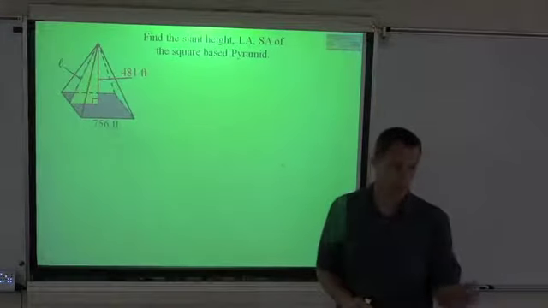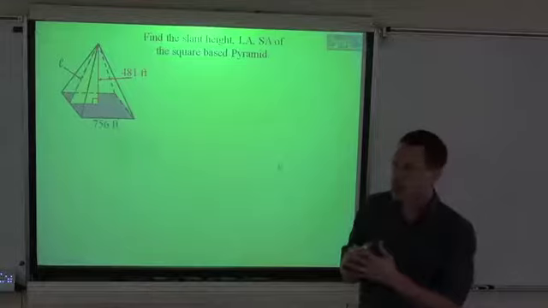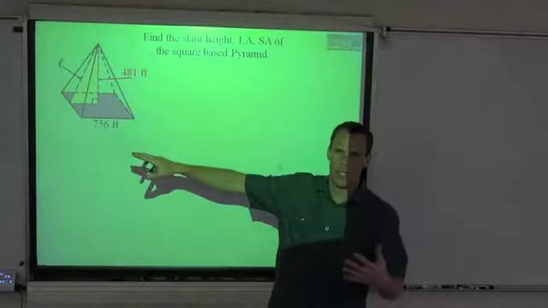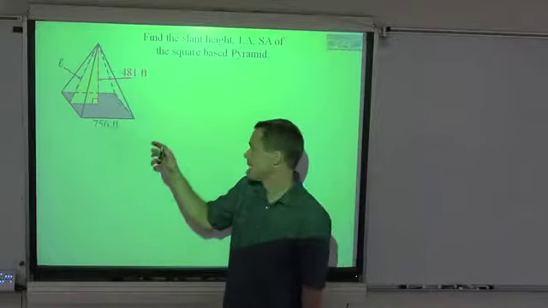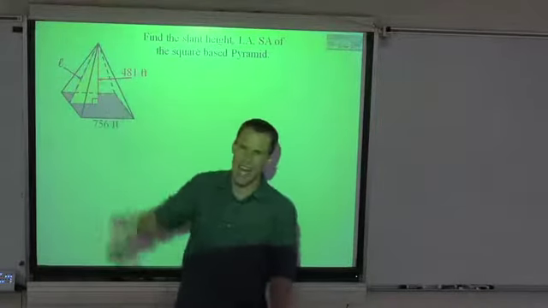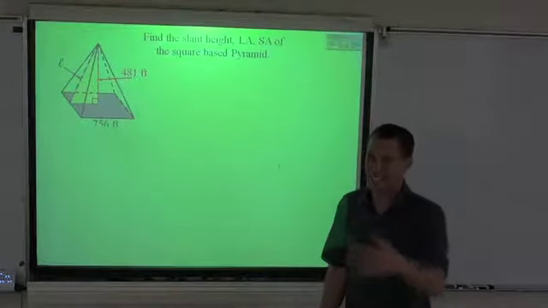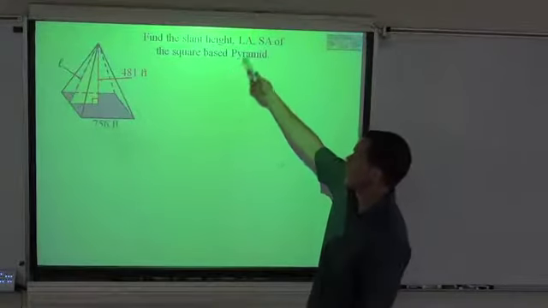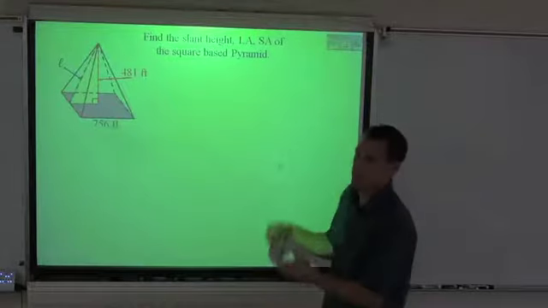Now we got to look at a couple of examples. We got to look at some things in relationships. For example, check this pyramid out. It's one of the pyramids in Egypt. 756-foot base, and the pyramid is 481 feet high. That's the height. That's not the slant height. And we need to find the slant height, the lateral area, and the surface area for this pyramid.